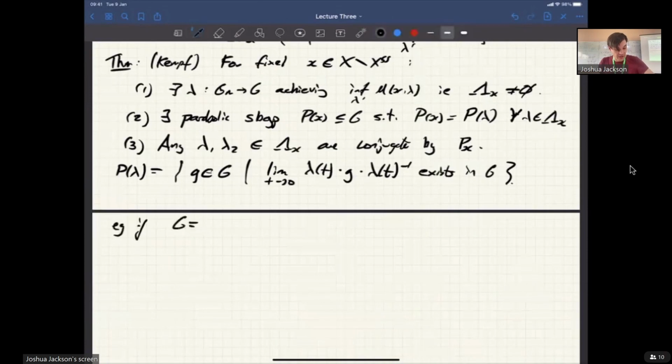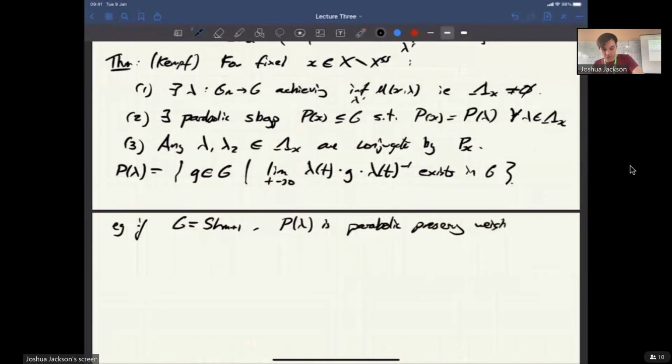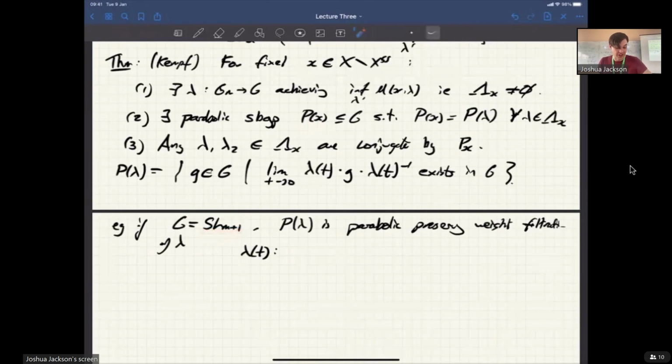So if G is SL(n+1), then P lambda is the parabolic that we've already seen, preserving the weight filtration of lambda. So this is like SL of some vector space V, and you write down the weight decomposition of lambda, that gives you a filtration. And you can define the parabolic, which fixes that filtration, in the same way that I did in the other lecture.